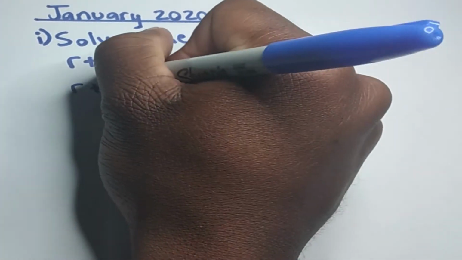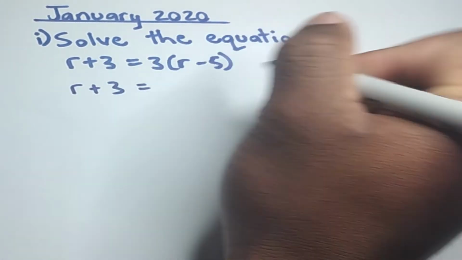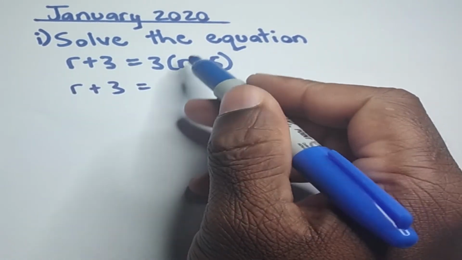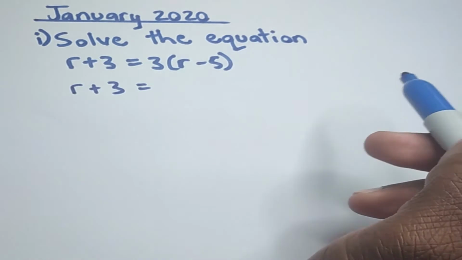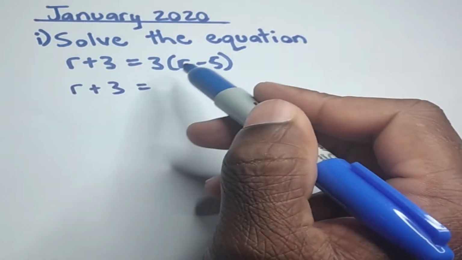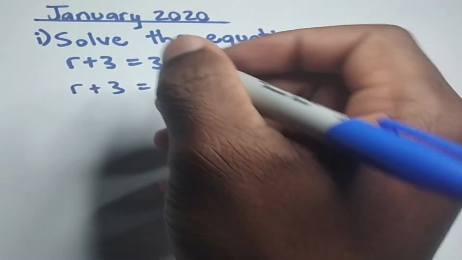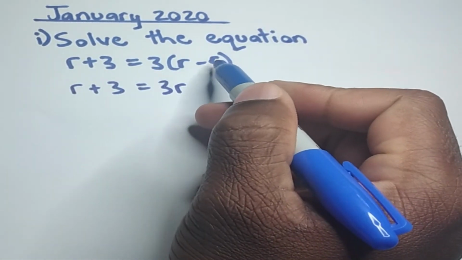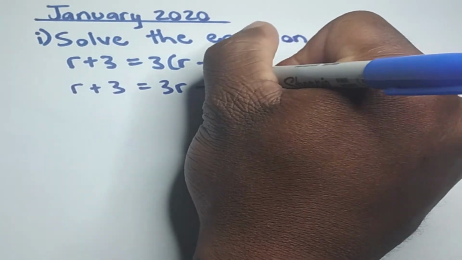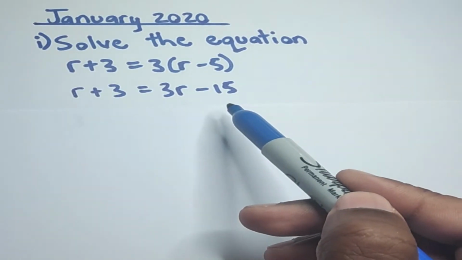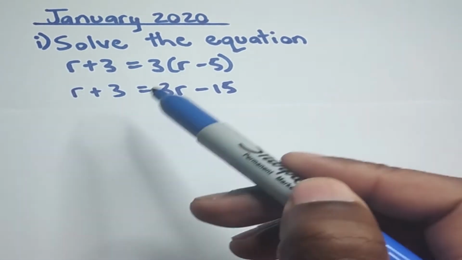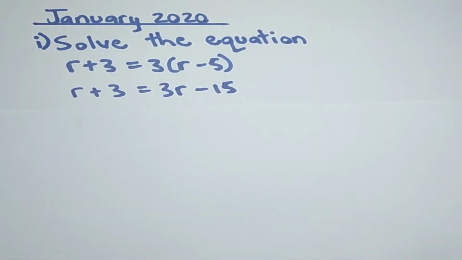So here we have r plus 3 is equal to, and to expand this bracket, we are required to integrate the whole concept of the distributive law. So we'll have 3 times r, which is 3r. Then we'll have 3 times negative 5, which is negative 15. So what I'm going to do now is group the numbers together on the left-hand side and the letters together on the right-hand side.